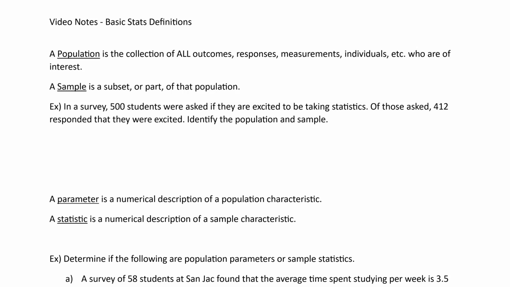Hi everyone, so in this video we're going to be talking about some basic stats definitions. So first off, we have two of the words that you're going to be seeing probably the most throughout stats. It's population and sample. So a population is the collection of all outcomes, responses, measurements, individuals, etc. who are of interest. A sample is a subset or part of that population.